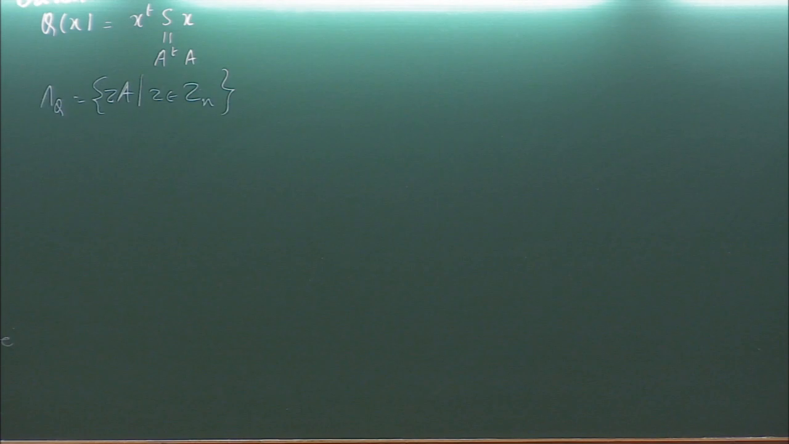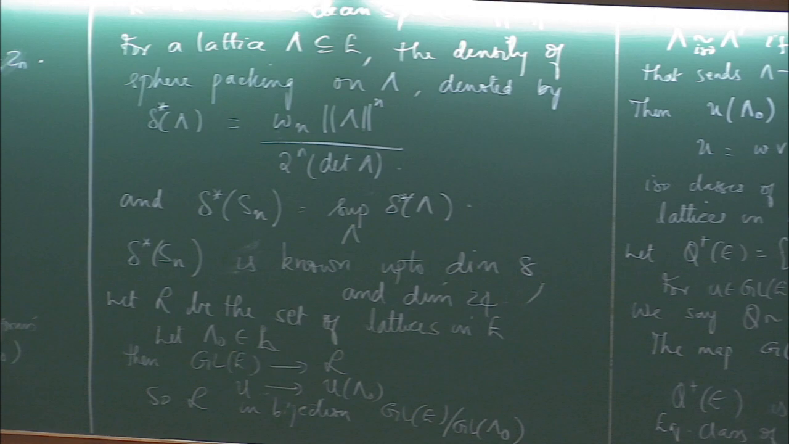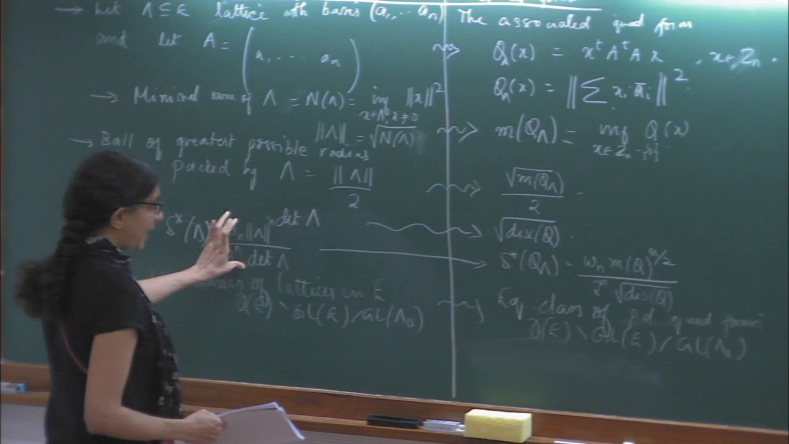And estimating this would amount to estimating this. Sorry, this is delta star of lambda. So we want to estimate the supremum over all lattices lambda of this. This is the lattice packing density that would translate to estimating this number.